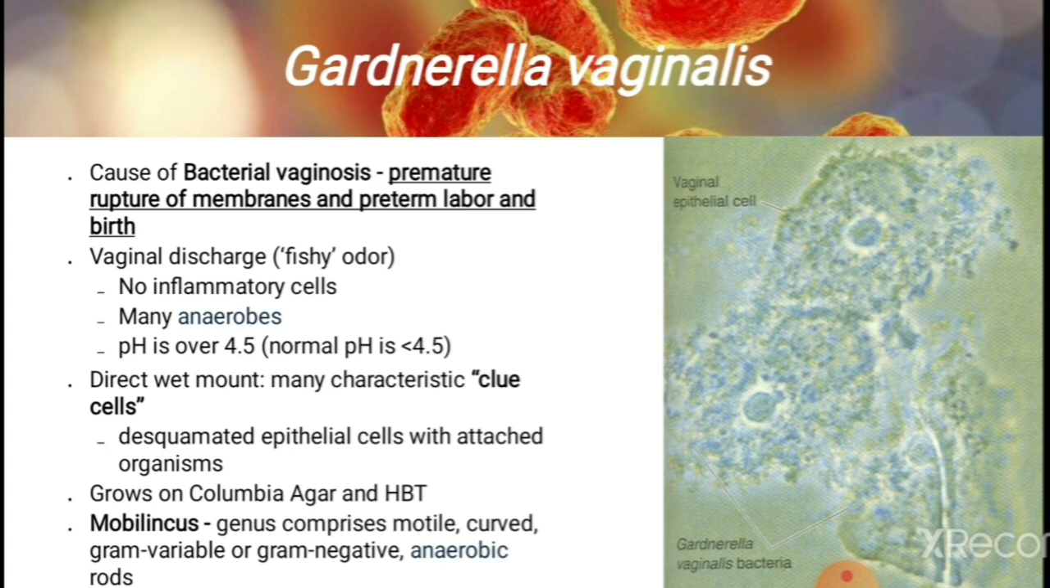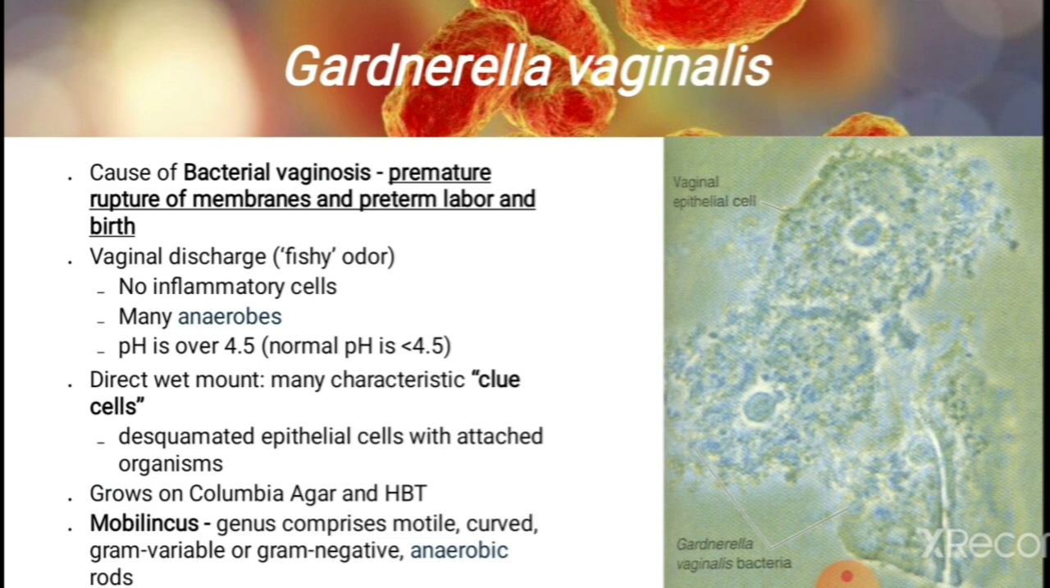For the diagnosis, they are gram variable, so they can be gram positive or gram negative. They are catalase negative, and they can grow on our CBA. And then you can observe beta hemolysis on our vaginalis agar, and of course the observation of clue cells on a direct wet mount.